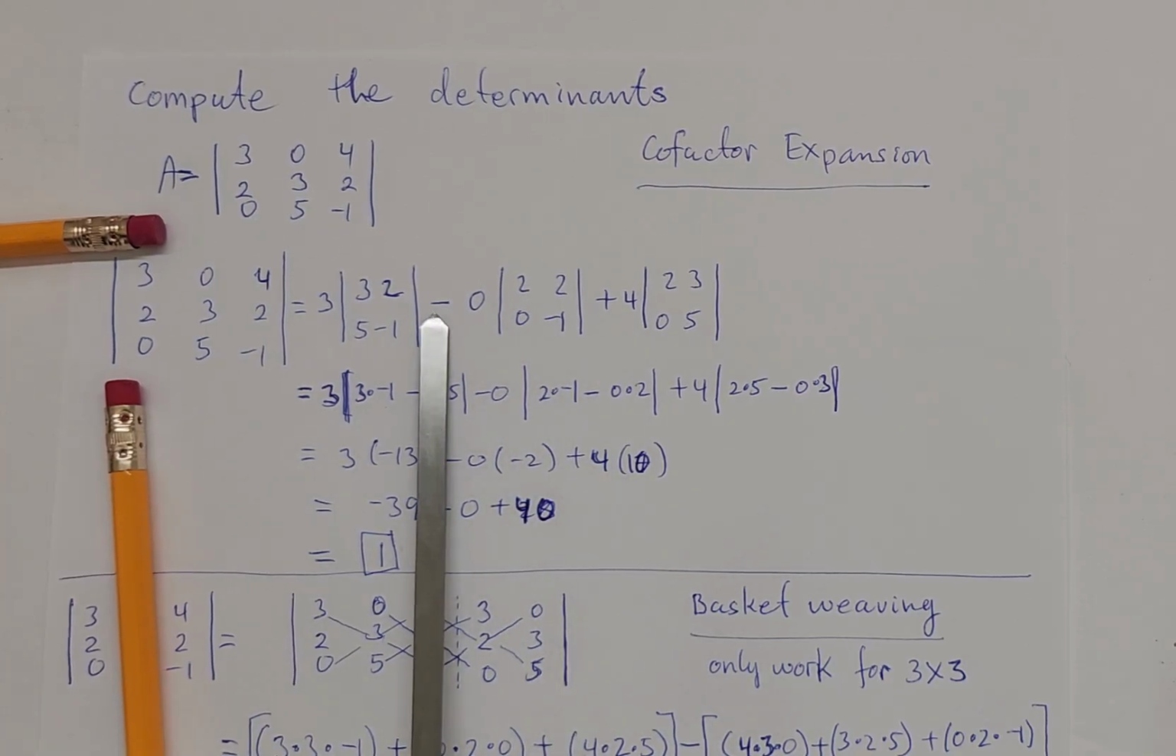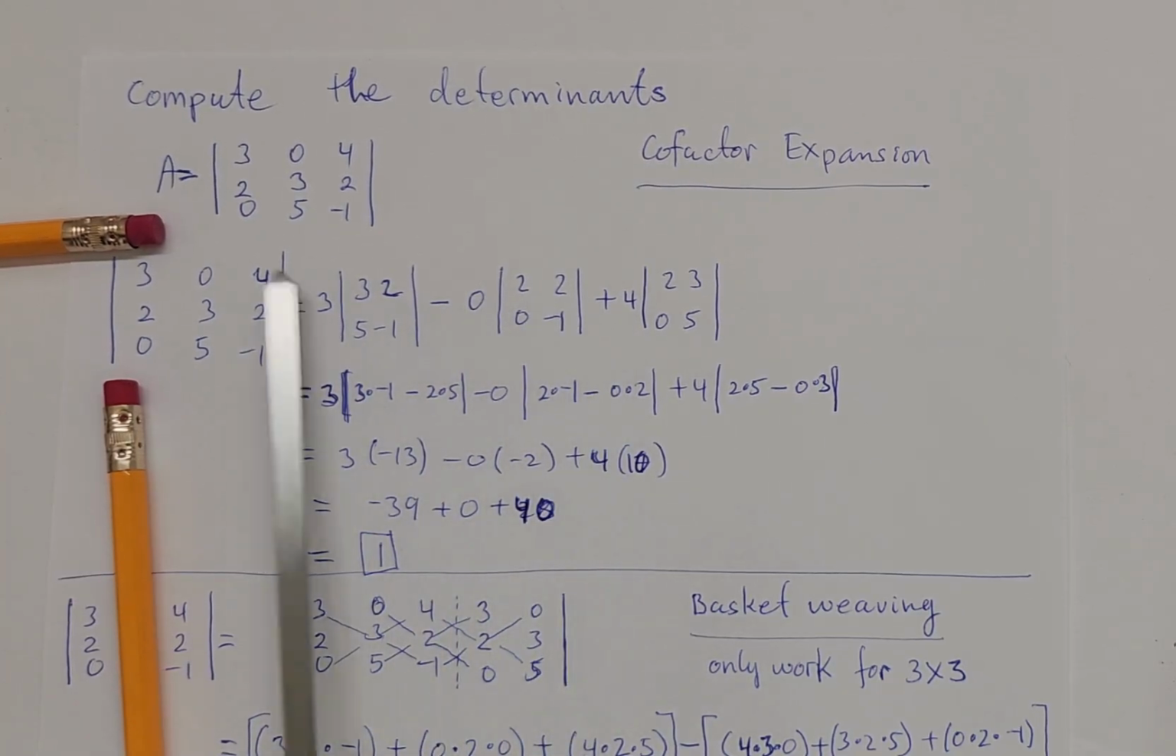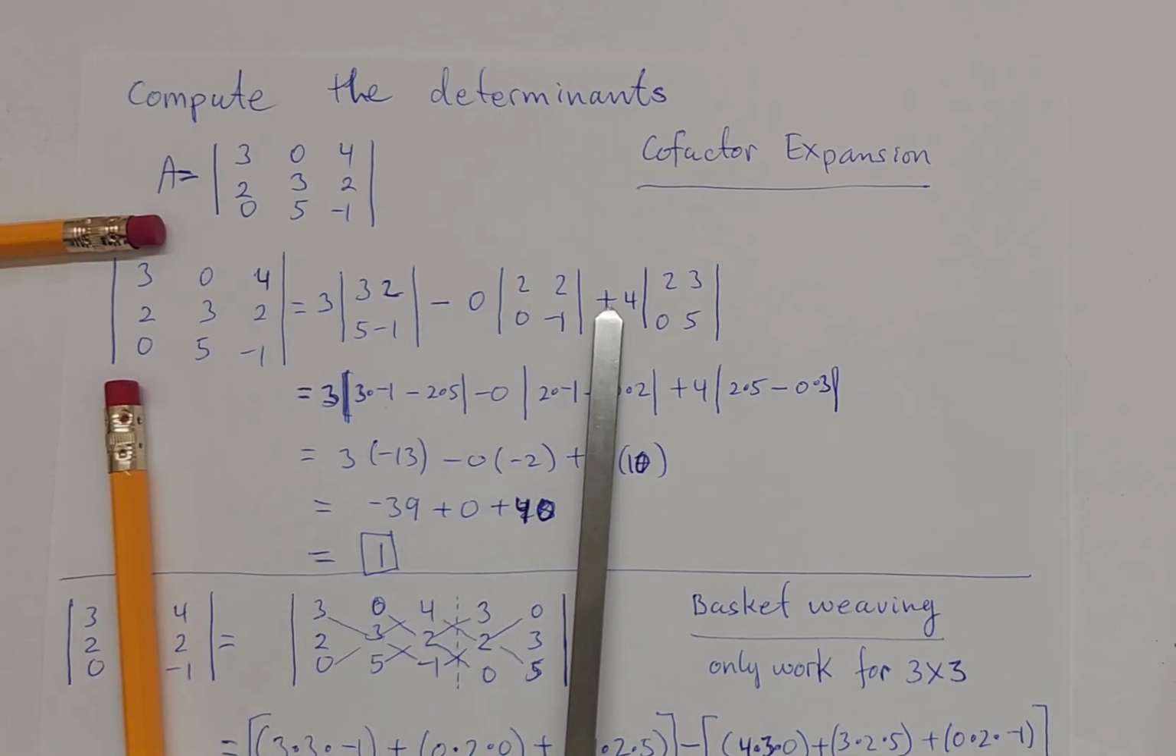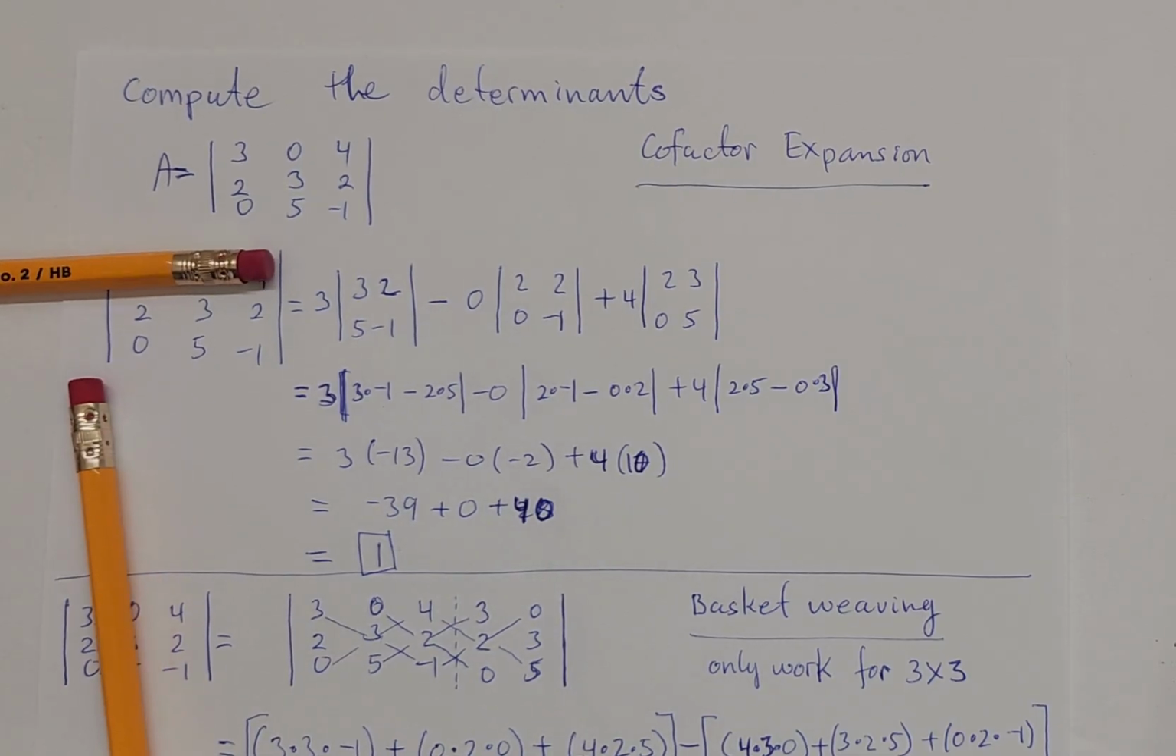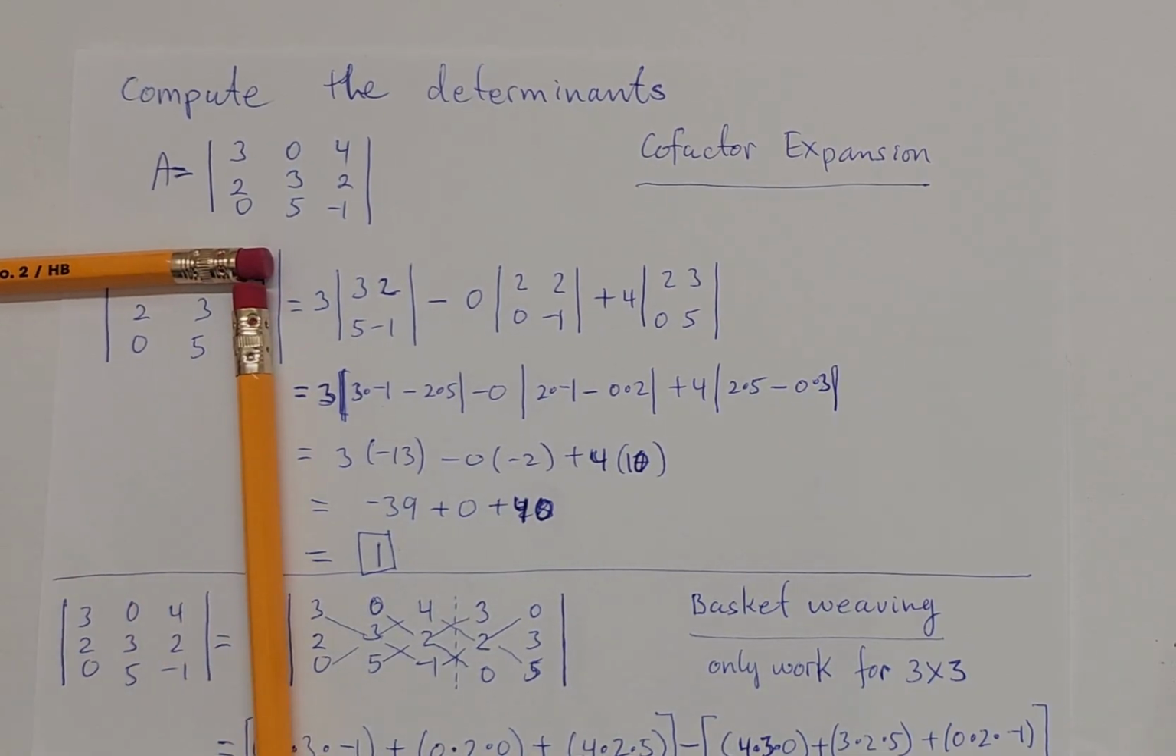Okay, next, same thing, you're going to take this 4, put it here. Since this is a minus, now it becomes plus. So take the 4, put it here. Block out the first row, block out the last column. You have 2, 3, 0, 5, and you put it here.